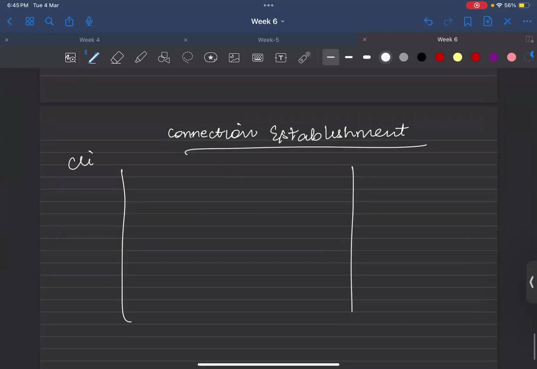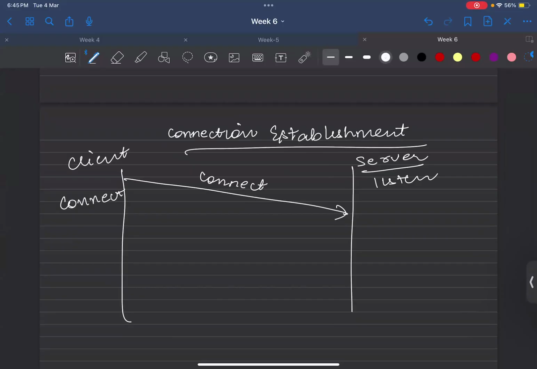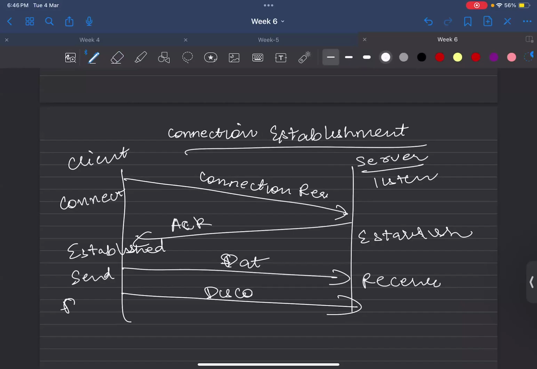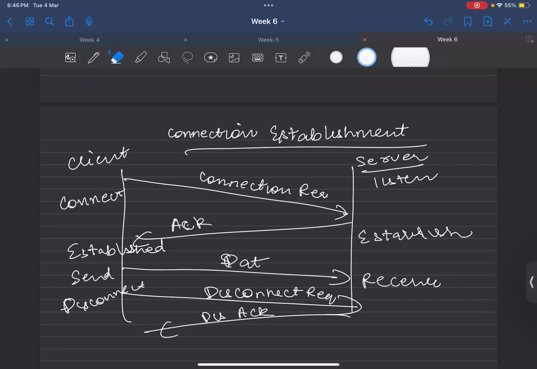As we have one client and one server, and the server, as you told me, is in the listen state, then only the connect request can be sent by the client. So this connection request is sent, acknowledged, and then the connection is established. Once the connection is established, data can be sent, and then received. Similarly, a disconnect request can be sent if I want to disconnect the connection, and acknowledged. Same primitives are used. Clear? Yes, ma'am.